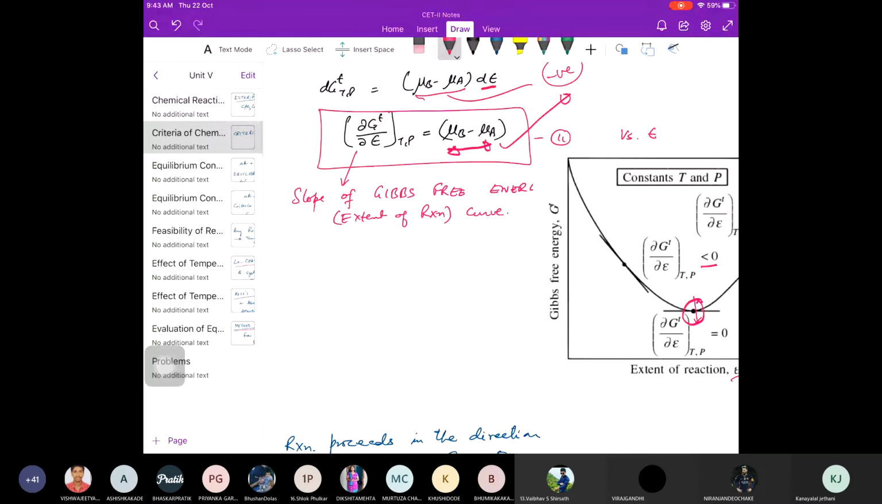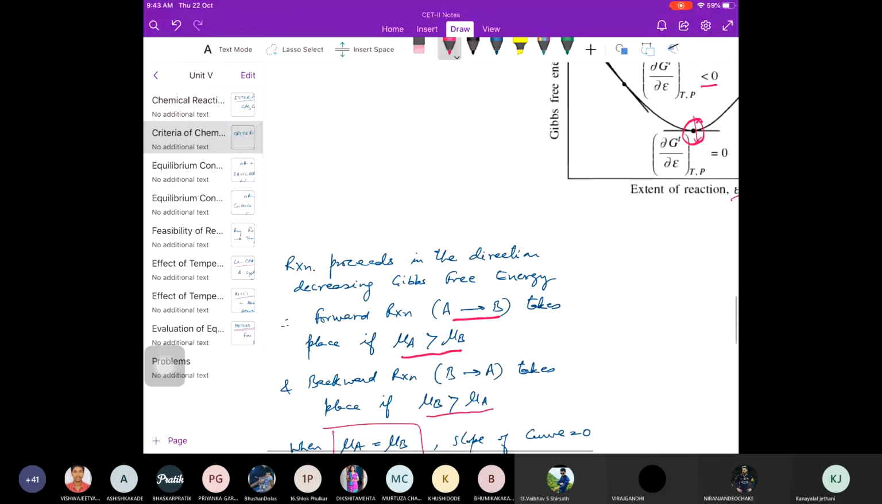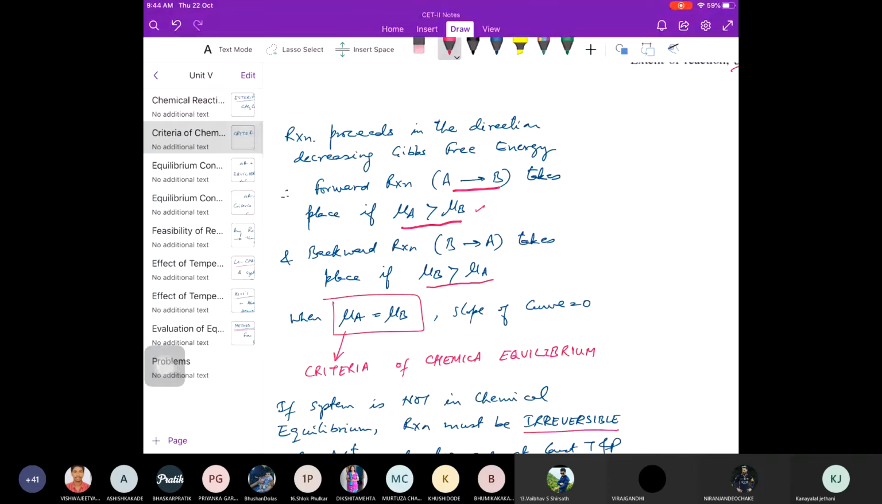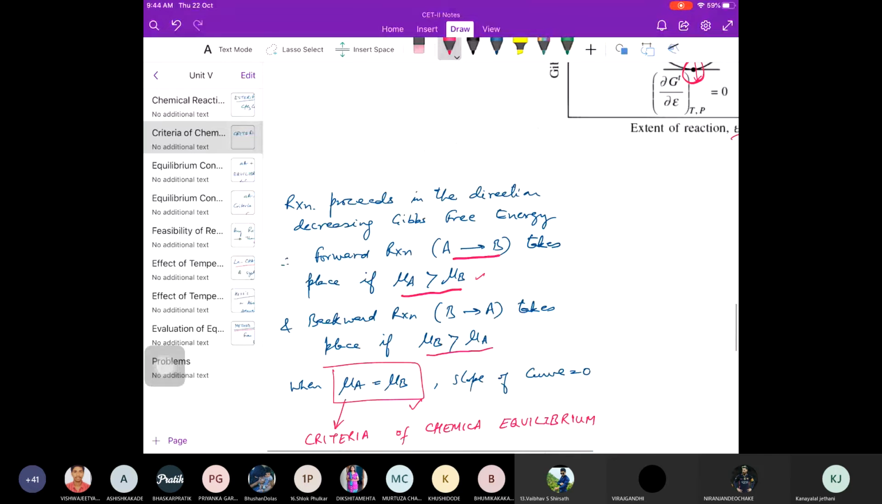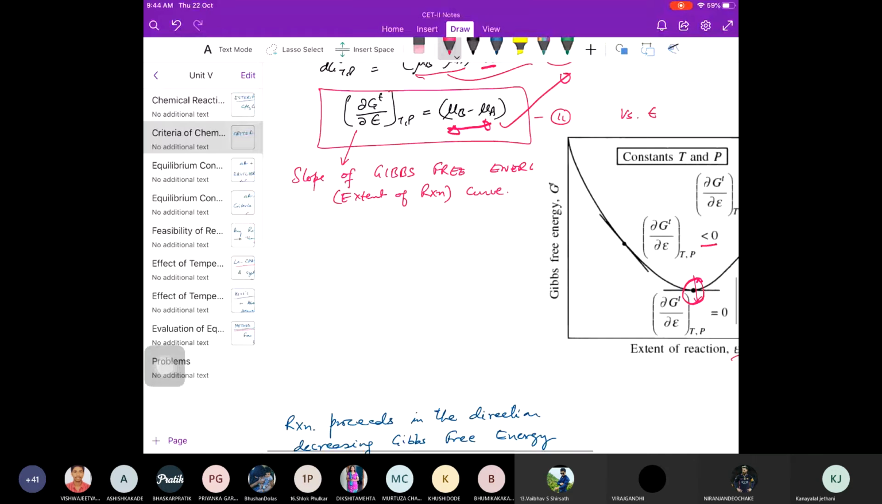Slope is mu B minus mu A. When mu A is greater than mu B, forward reaction will take place, and when mu B is greater than mu A, reverse reaction will take place. And at equilibrium, mu A is equal to mu B. It will be zero only when mu A is equal to mu B. The slope is zero when it is equal. Chemical potential.